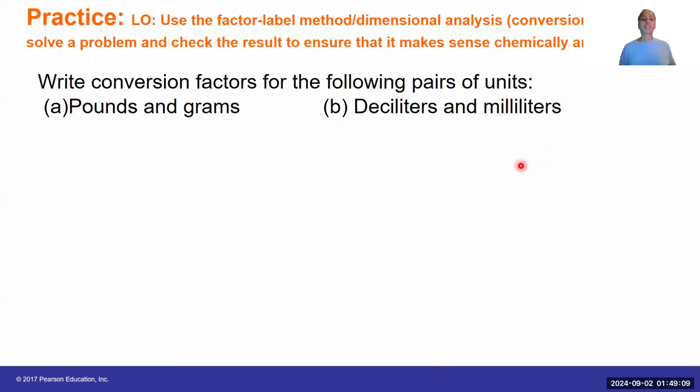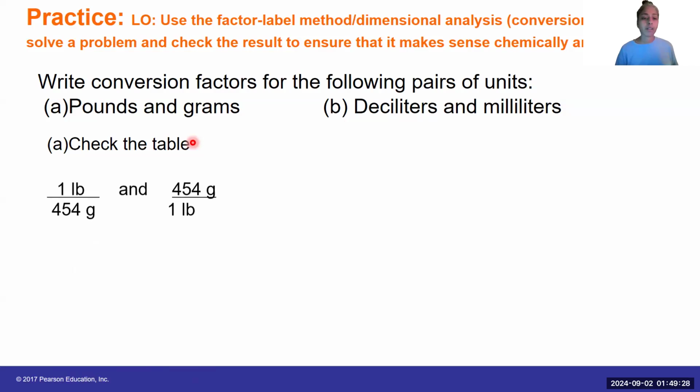So let's do a little bit of practice to see what the conversion factors are for the following pairs of units. Well, for A, we would just check the table. And when we look at the table on the previous slide, it said that there's 1 pound for every 454 grams, or 454 grams for every pound.